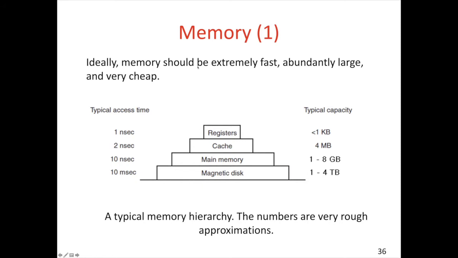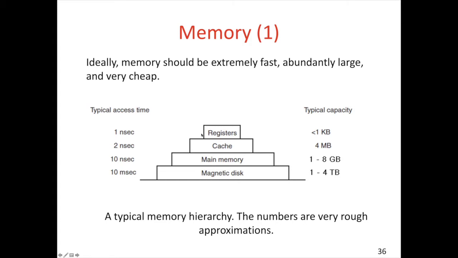Ideally, memory should be extremely fast, abundantly large, and very cheap. However, if the access time is shorter, that is, when the memory is fast, it becomes more expensive. Therefore, the size of that memory in the computer is restricted. A typical memory hierarchy is given in this figure. The numbers are very rough approximations.